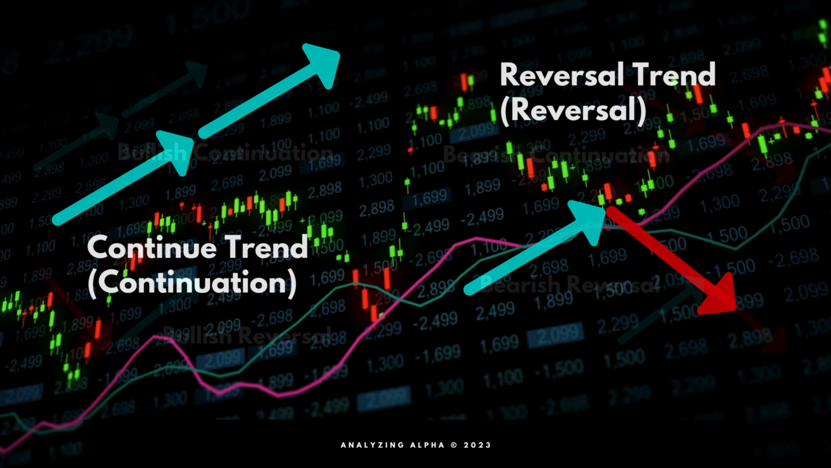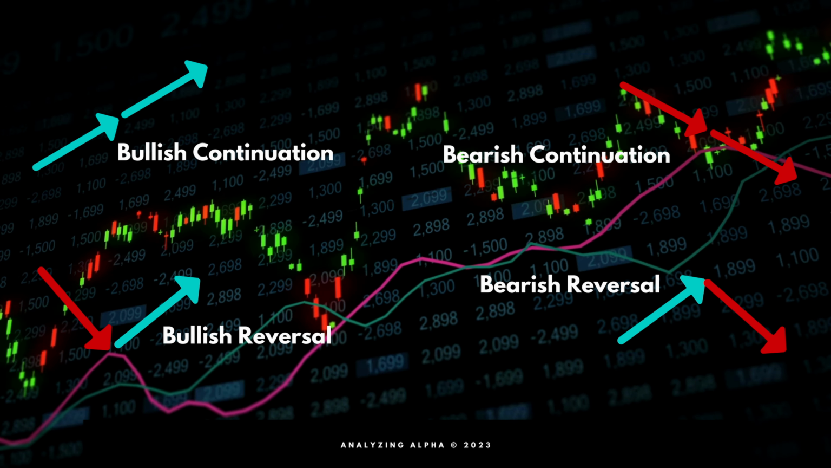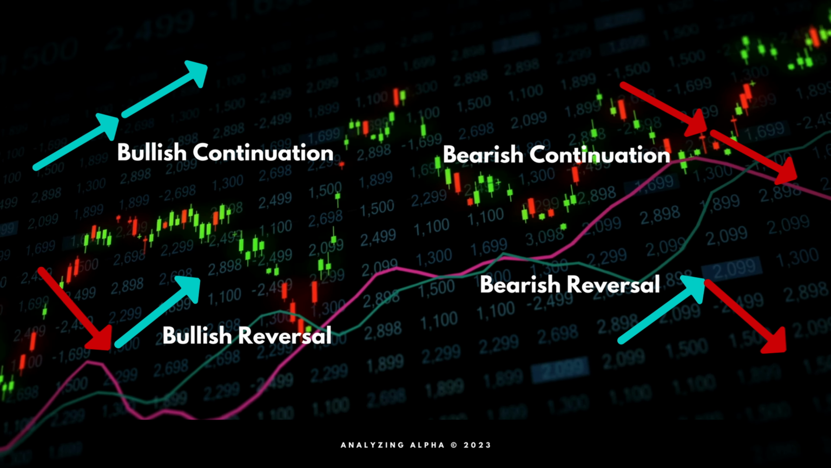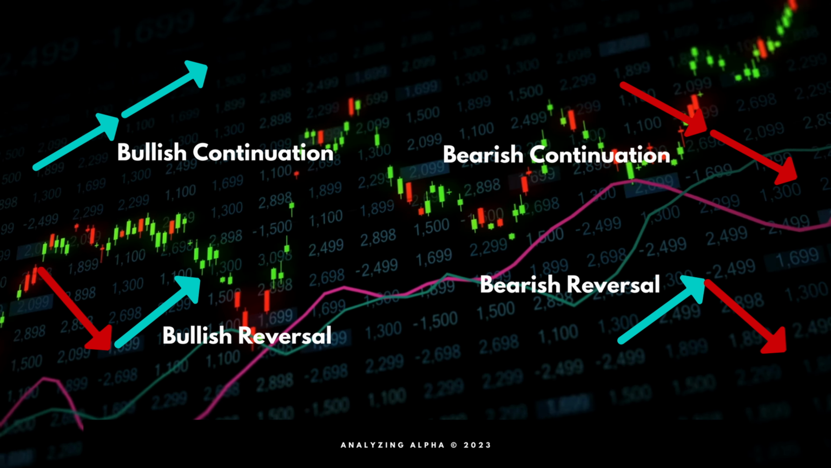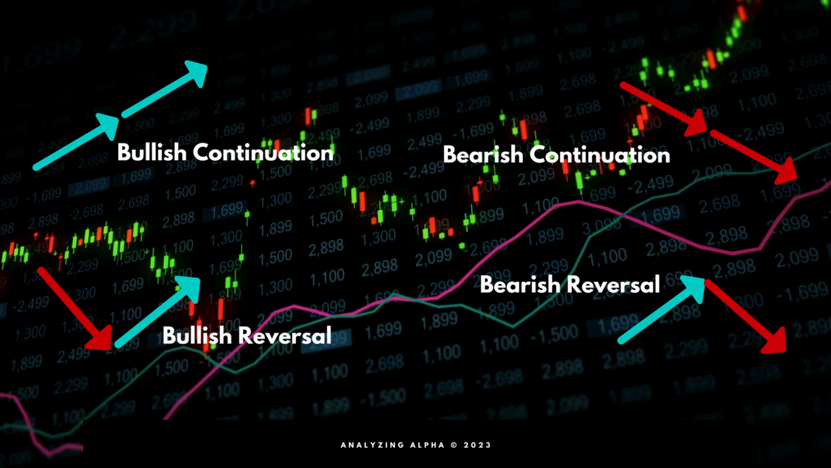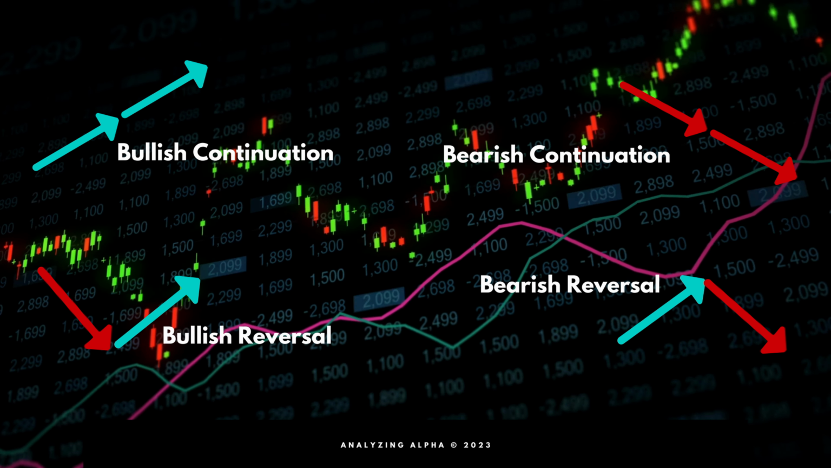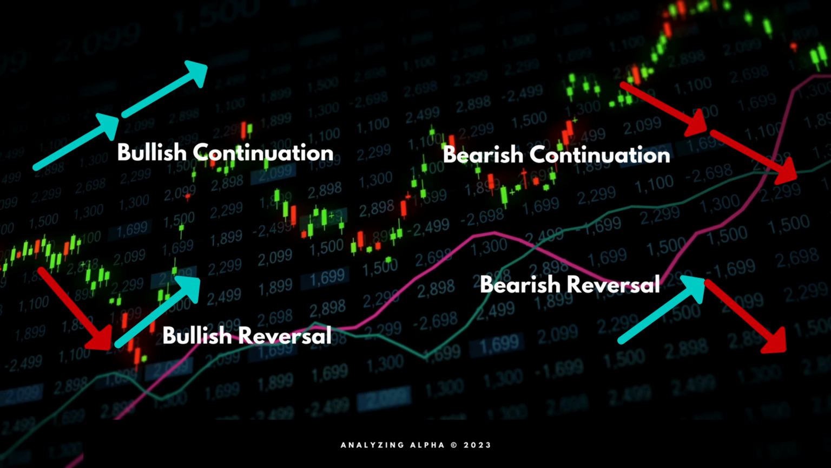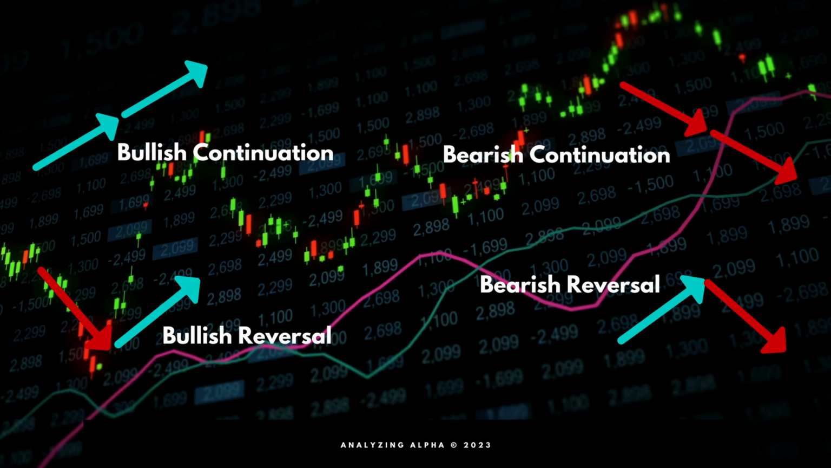First, we'll cover continuations, which simply continue the trend. We've got a bullish continuation, which is a bull move in an uptrend. We have a bearish continuation, which is a bear move in a downtrend. And then we can reverse the trend. A bullish reversal is a bull move in a downtrend. Again, we're reversing the trend. And a bearish reversal is a bearish move in an uptrend. There's 2 more we'll cover, but we'll cover those later because I don't want to confuse you. So let's go ahead and look at specific examples.